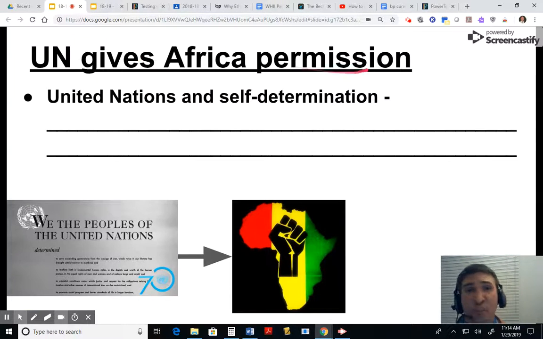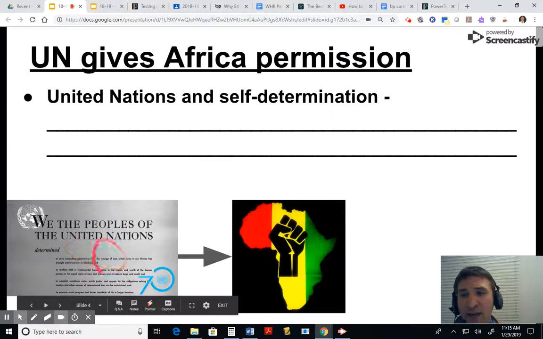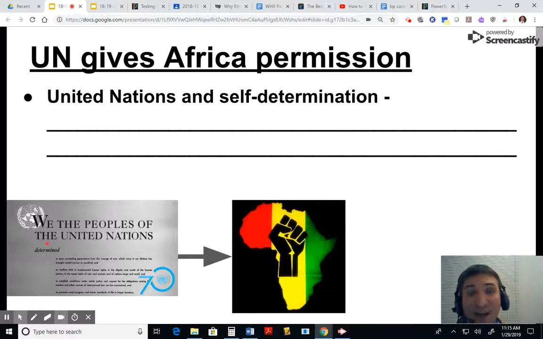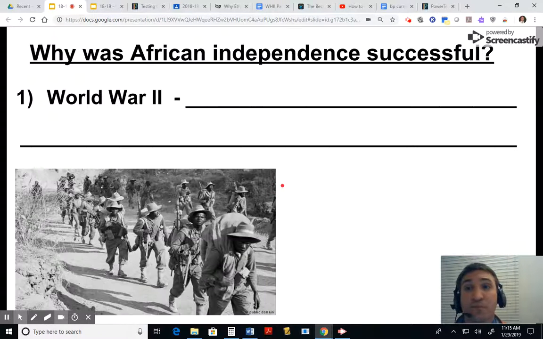The UN gives Africa permission, the United Nations, and self-determination. This is the story. The charter, or the mission statement of the UN, and here's the charter here, it promised people in colonies the right to self-determination, which means to decide their own future. After this decision, African countries start independence movements to challenge European imperialism. That's when the resistance starts.